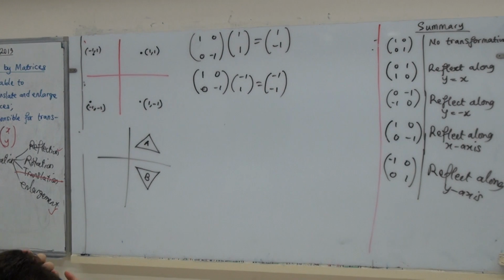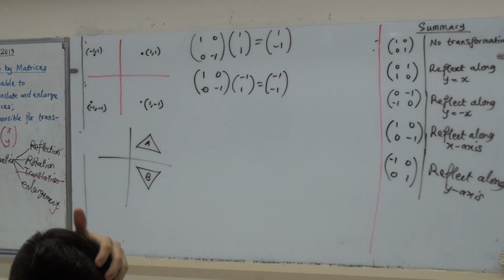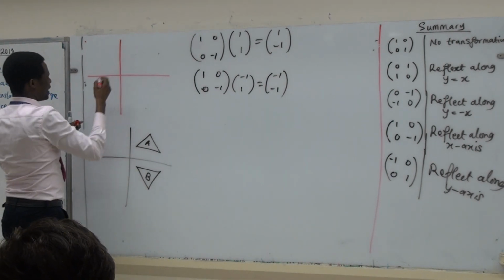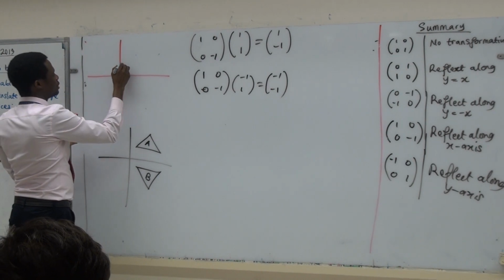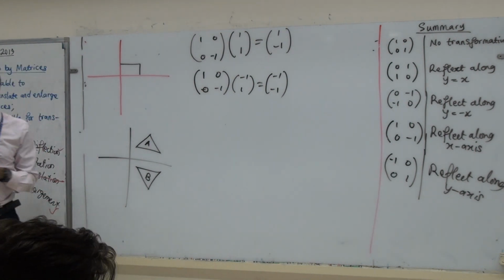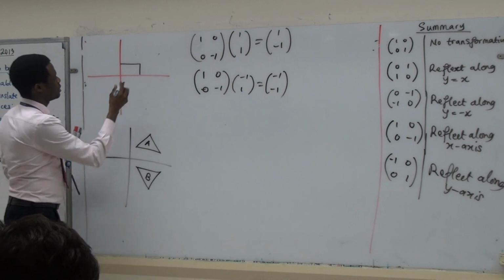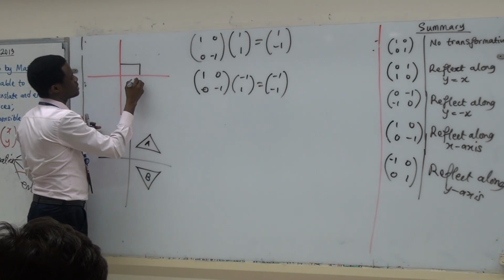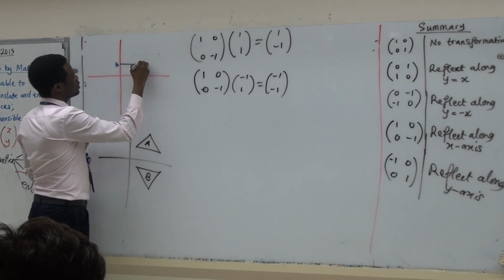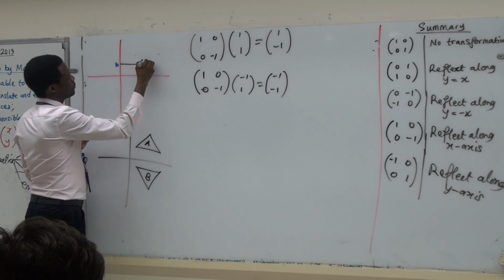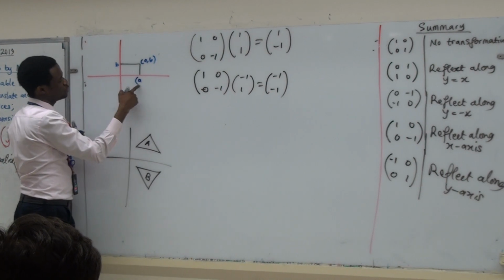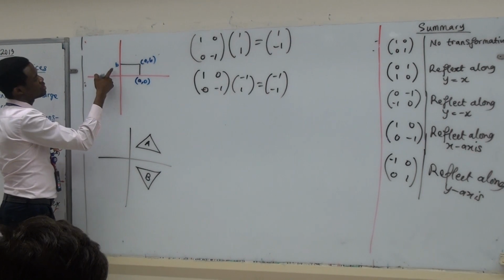Okay, so for enlargement, look at this, everybody. If I have this, let's pick any random point, say A on the x-axis, and the y-axis is B, then what is this coordinate? AB, right? Come on, everybody. So what is this coordinate in full? A, 0. And this is 0, B.